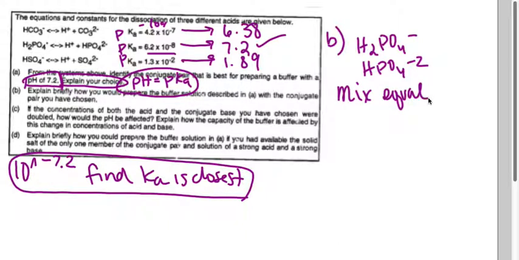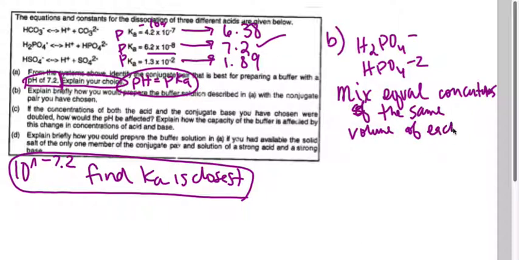You could say equal moles in a certain volume, or you can say mix equal concentrations of the same volume of each solution. Or you can say you would mix equal moles in a set volume, something like that. You just want to indicate whatever you're doing, you're putting in the same.